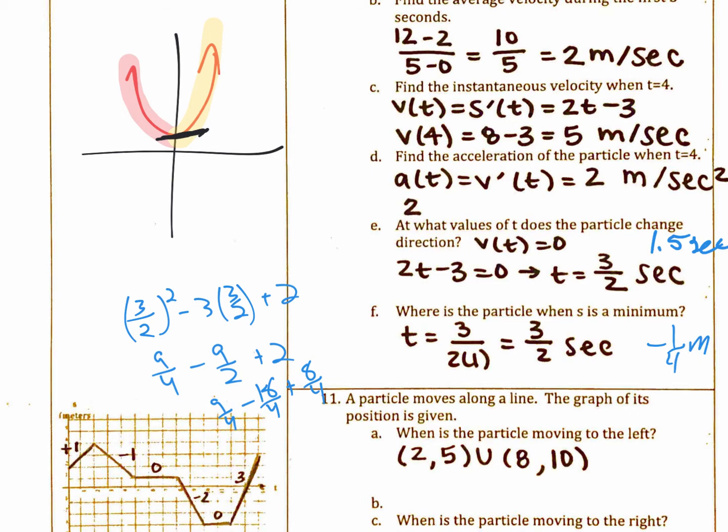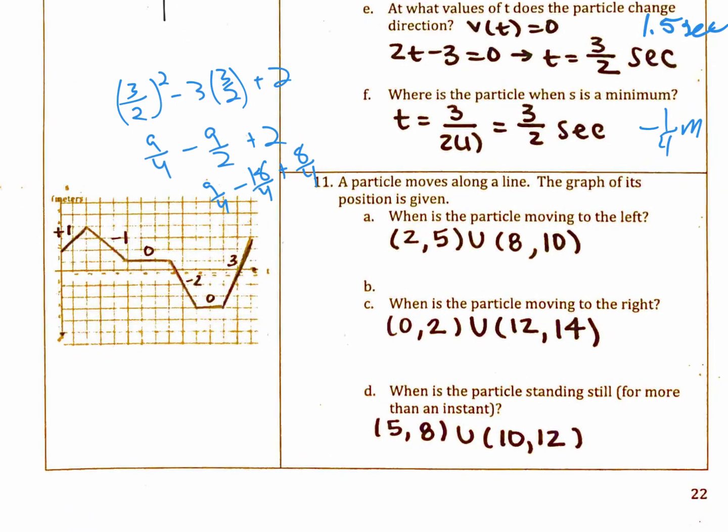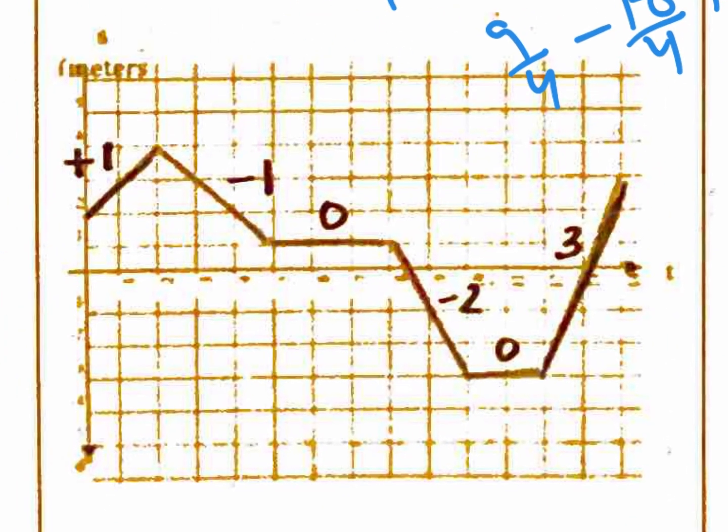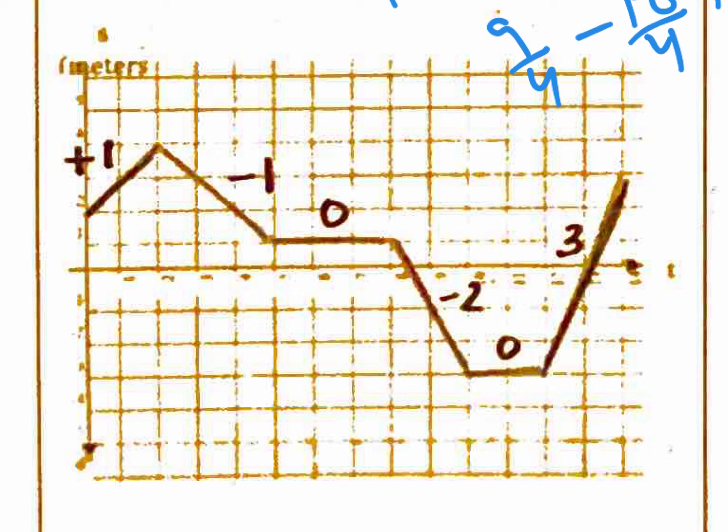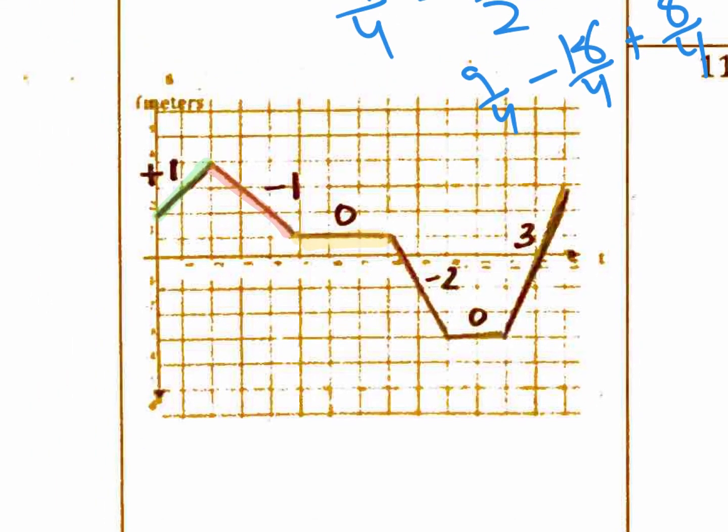All right, next one. A particle moves along a line. The graph of the position is given. Yay, graph. Anytime we have a positive slope, we're moving uphill, we're moving forward. Anytime we have a negative slope, we're going backwards. Anytime we have a constant slope, we're standing still. I don't know if you can see that yellow there or not. So here I've got negative slope. Here I've got a constant. Here I've got positive slope.